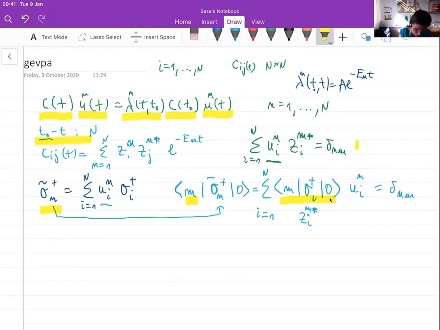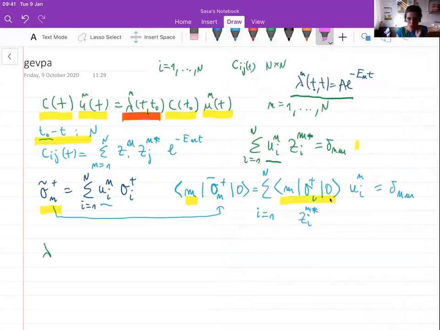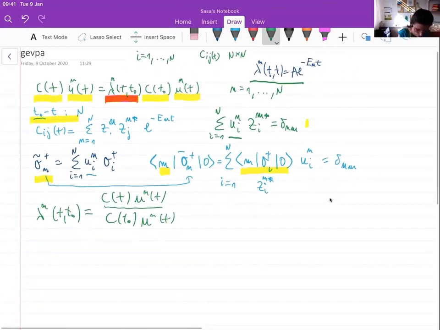Now I just want to show how lambda then behaves. I want to show that lambda behaves like this. So let's extract lambda from here. I don't have a pointer in this program, sorry. So lambda is, by this definition, nothing but u_n† C(t) u_n over u_n† C(t naught) u_n. But now it's actually easy to derive the denominator and numerator. It takes another minute and then we are done. Okay. So let's see the numerator.